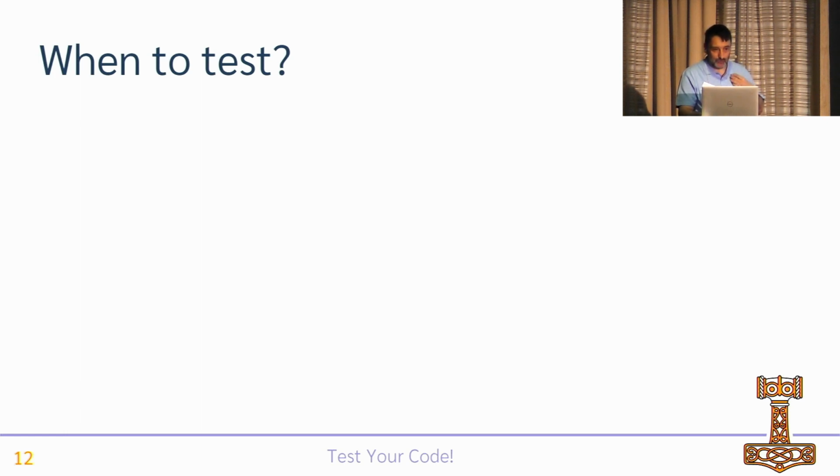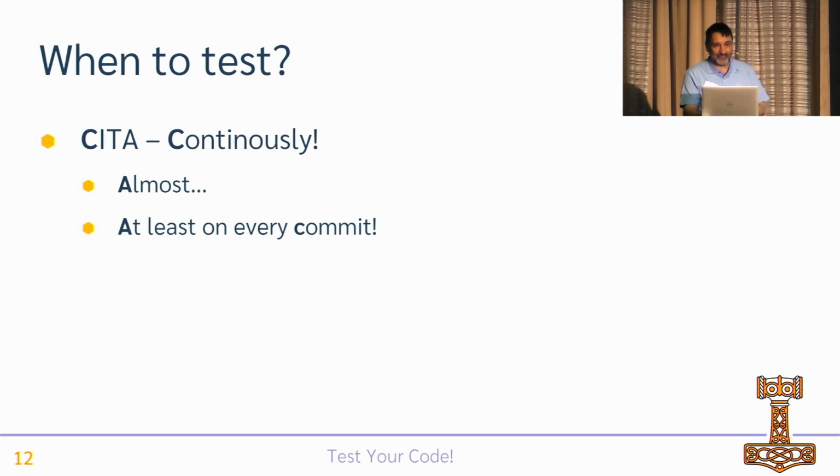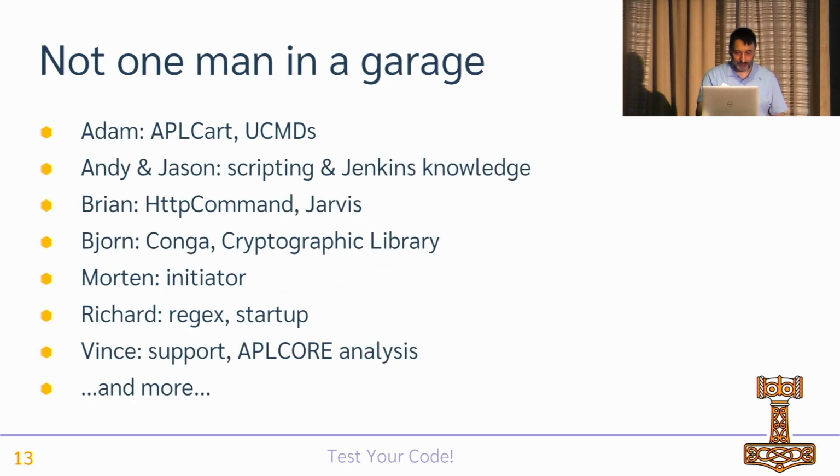So when should we run tests? Well, the name CETA tells it, always. Well, almost, at least on every commit. So the idea is whenever you commit your code to GitHub, this will trigger those tests through the webhooks that GitHub provides. But you may want to test locally before committing. This is what execute local test does, and what I can't demonstrate now because we are short of time.